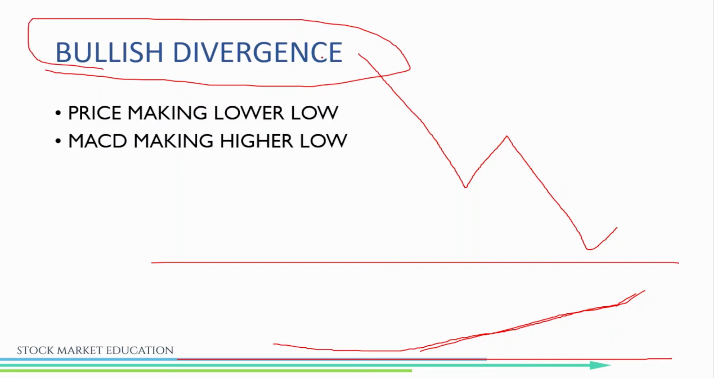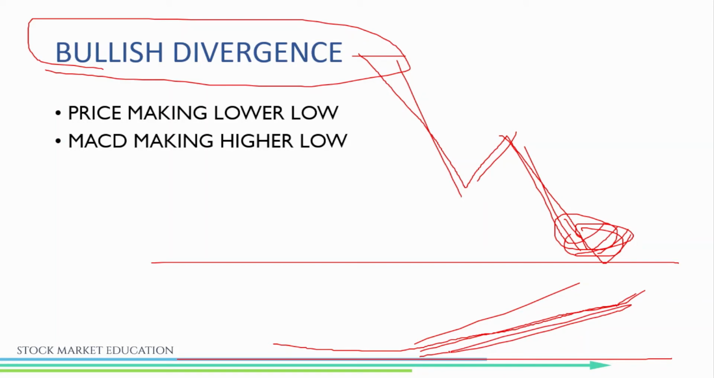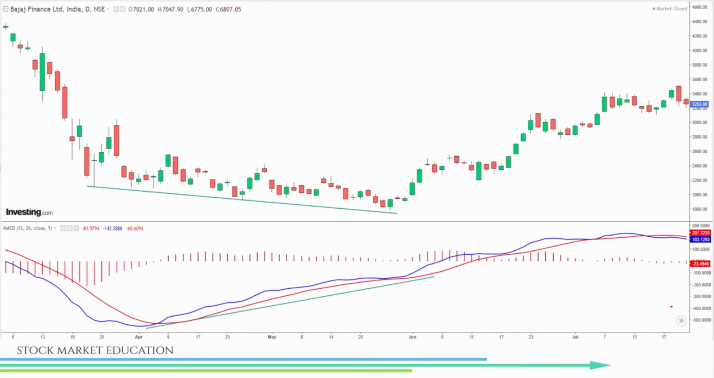Now if you have shorted at higher levels, it is better you book your profit somewhere here at the second low, right? And if you are trying to go long, just be on your toes if the price is making a lower low and MACD is making a higher low. We will see this with an example. Now there is a classic example.